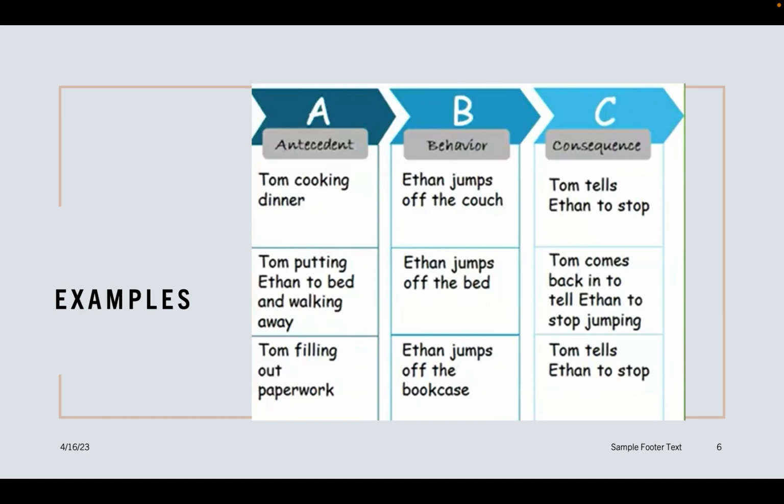He is not talking to Ethan or providing him with any attention at all. As a response, Ethan jumps off the couch, and that is the behavior that occurs, is jumping off the couch. And lastly, the consequence is that Tom tells Ethan to stop. So here, Tom is responding or talking to Ethan. So we can say that Ethan's behavior is being reinforced because Tom is providing him with verbal attention.